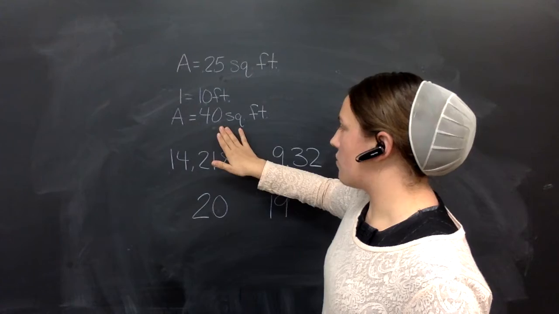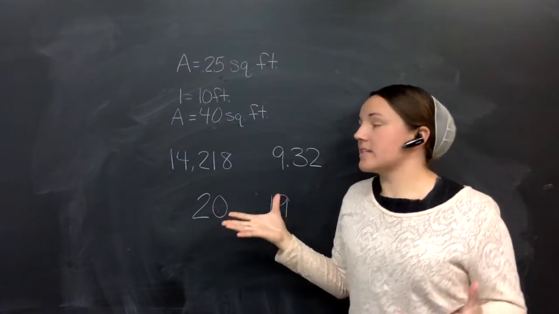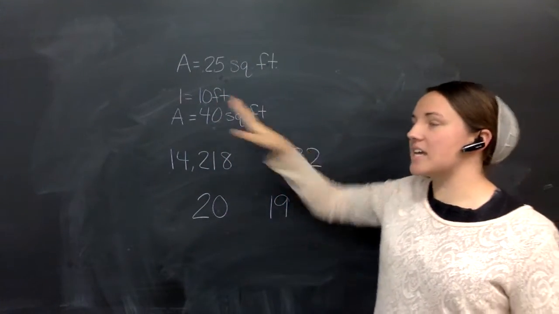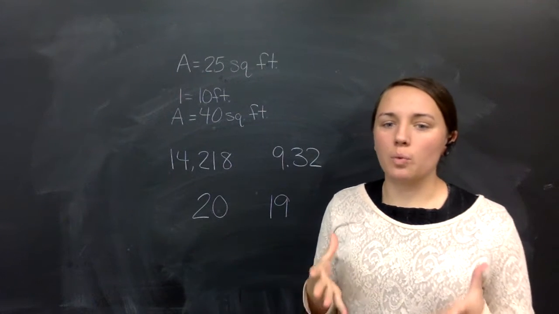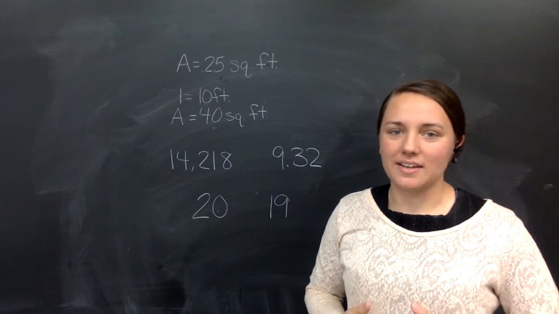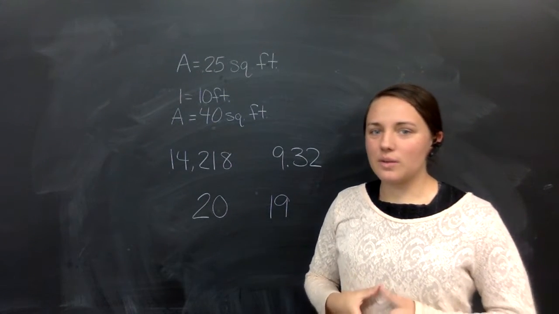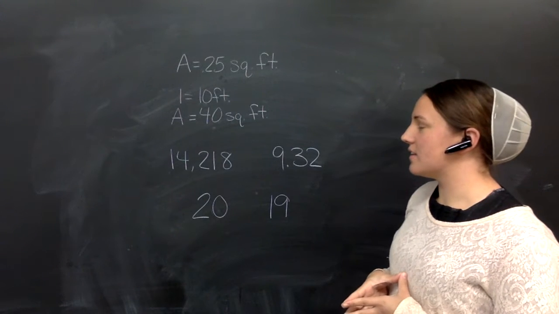Now, for our rectangle, we have the area, which is 40 square feet, and we have the length, which is 10 feet. Now, can you tell me what the width of the rectangle would be?